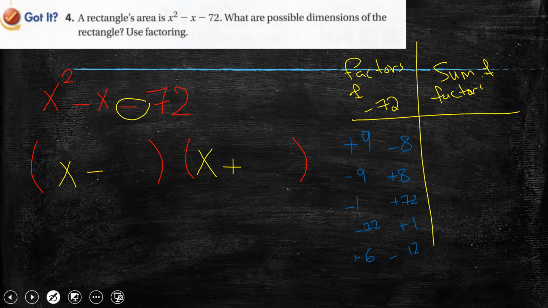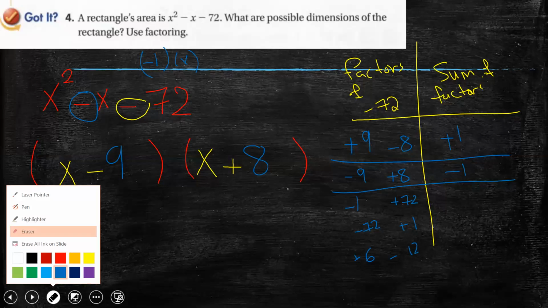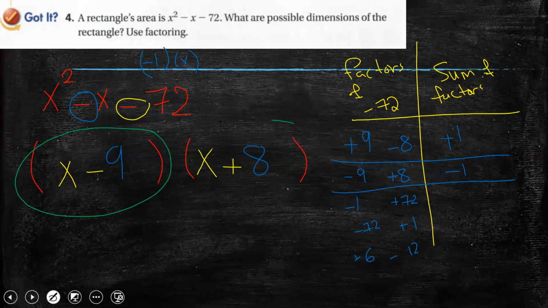I want to continue. So look here. Positive 9 minus 8 is positive 1, and here it's negative 1. I need negative 1, since negative x is negative 1 times x. So which factors have a summation of negative 1? Negative 9 and positive 8. Yes, so x minus 9 times x plus 8 will be the factors, the possible dimensions of the rectangle. Is it clear? Yes, miss.